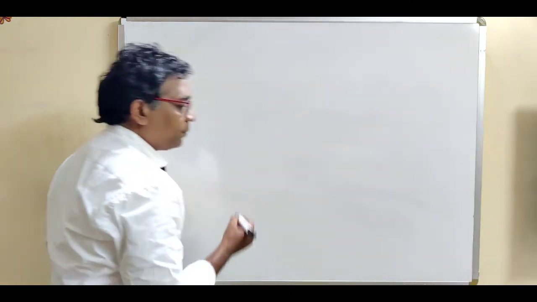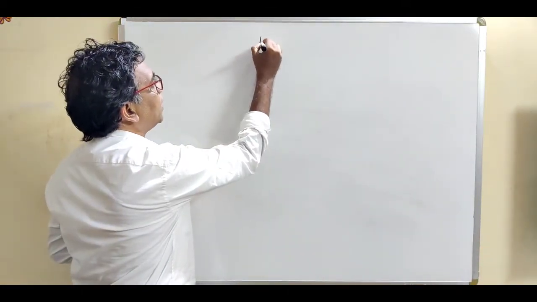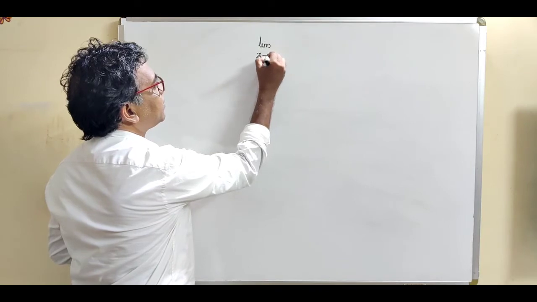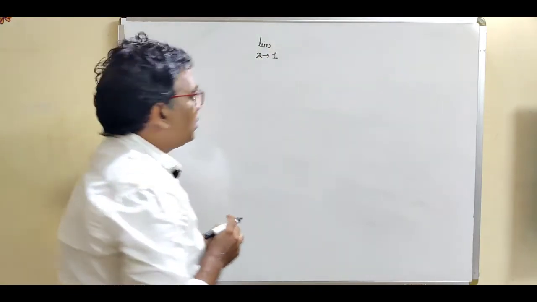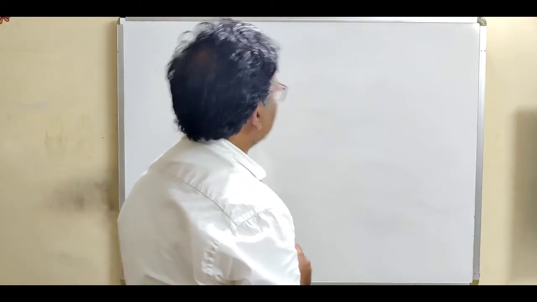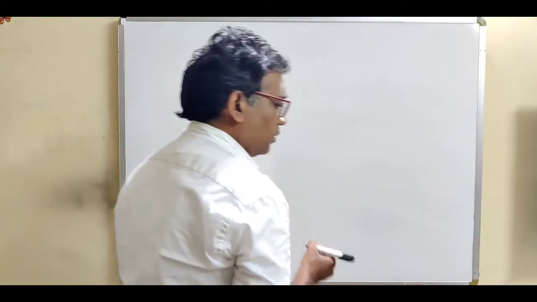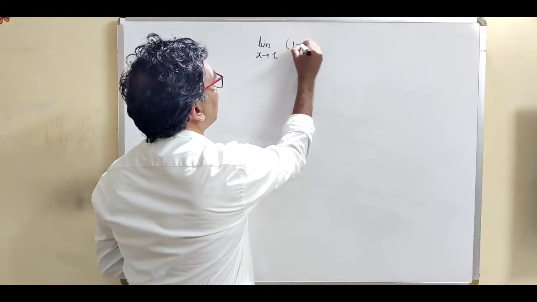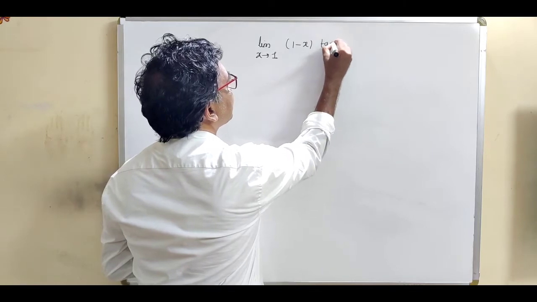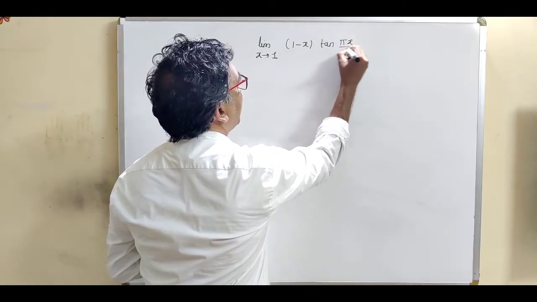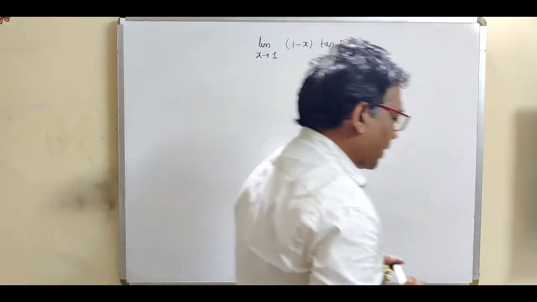Write down the second example. Evaluate limit x tends to 1 of (1 minus x) into tan(pi x divided by 2).